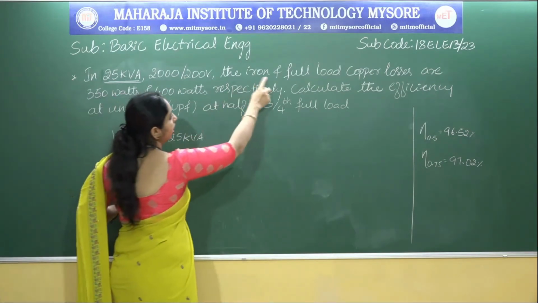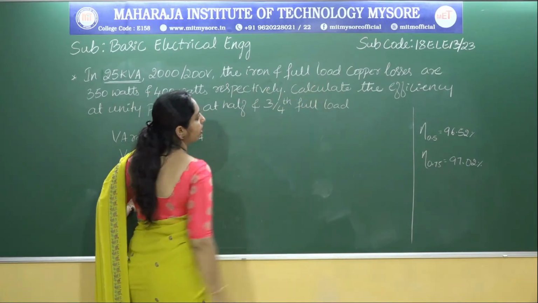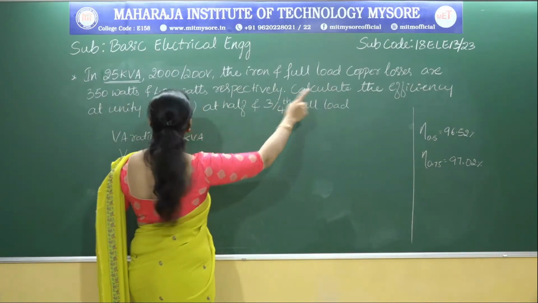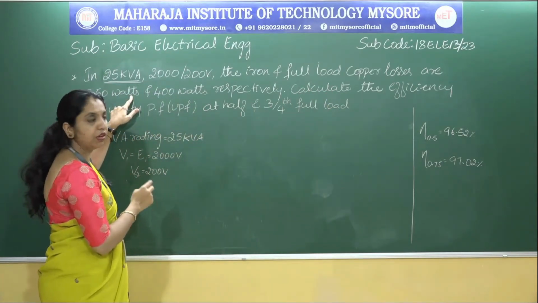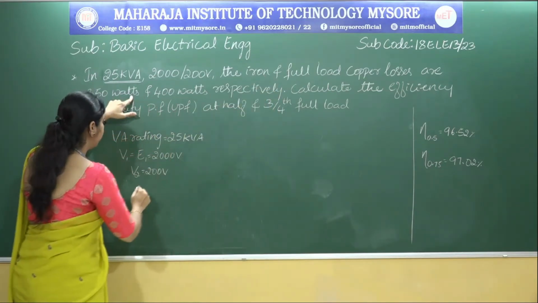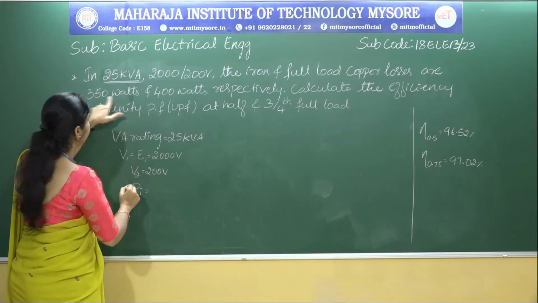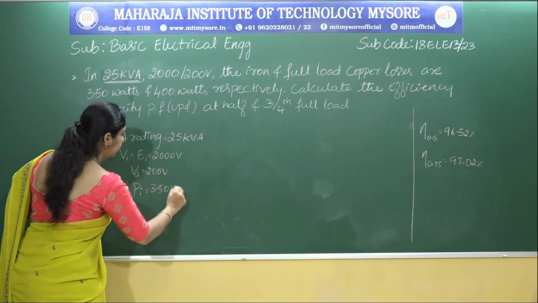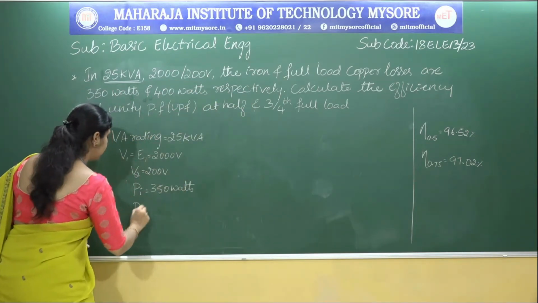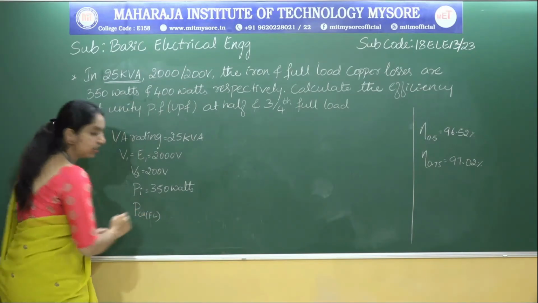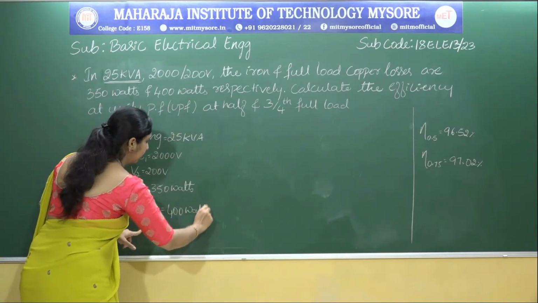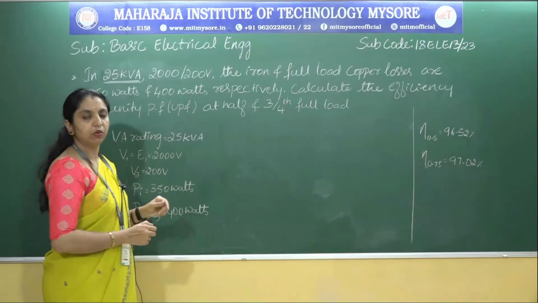And next is the iron and the full load copper loss. The iron and the full load copper losses are 350 watts and 400 watts respectively. The 350 watts is the value of the iron loss, so remember, Pi is equal to 350 watts, and the full load copper loss is PCU full load, which is equal to 400 watts. Now what is the question here?